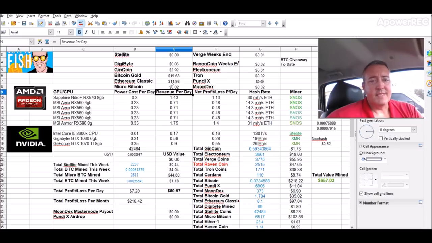So again, we'll see what happens when it actually hits an exchange. I don't think it's going to be 16 cents, more like maybe 1.5 cents, but even then that's good. 6,500 coins would be $103 at that point. I would be happy with that.